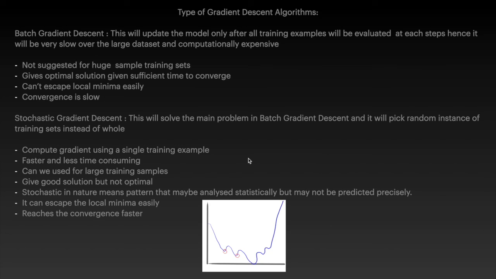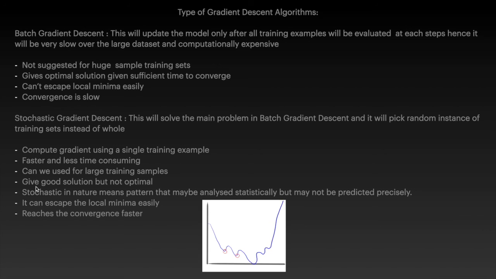Let us understand the term stochastic. Stochastic in nature means the pattern may be analyzed statistically but may not be predicted properly. This is a very important line. In batch gradient descent, it will give an optimal solution if we give it sufficient time to converge. Whereas in stochastic gradient descent, it will give you a good solution, but it may not be optimal. It may give you a pattern that may be analyzed statistically, but may not predict precisely.